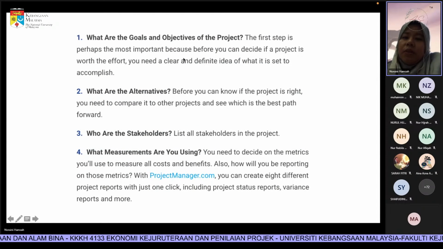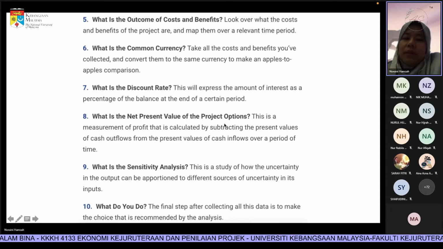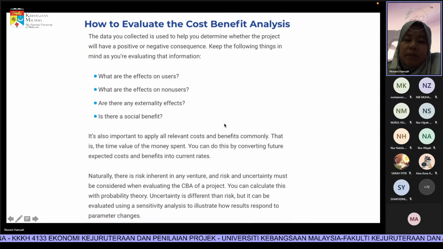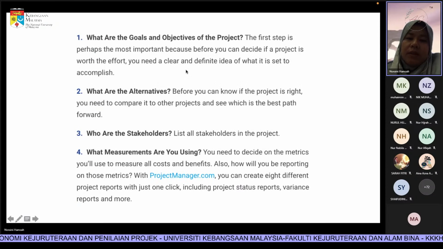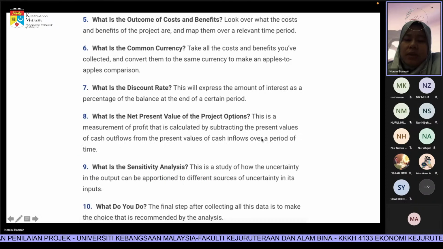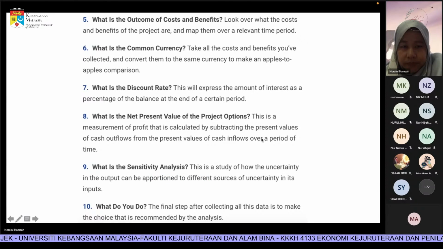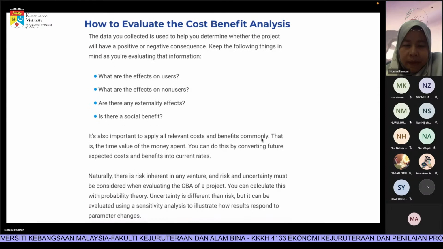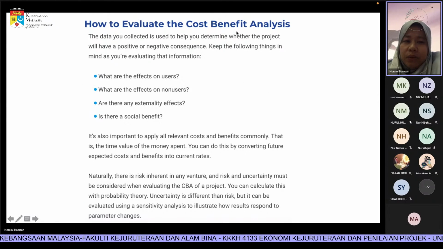So ni detail lah. The first step is perhaps the most important. Ni tak payahlah cerita panjang kan. Nanti you baca tau. Make sure you baca. Ni adalah huraian lah. What are the goals? Apa alternatif? Ini huraian lah. List of all ni. Sama je. Nanti you baca kemudian.